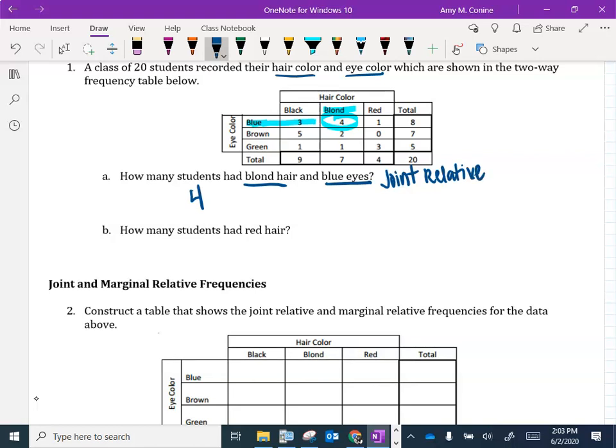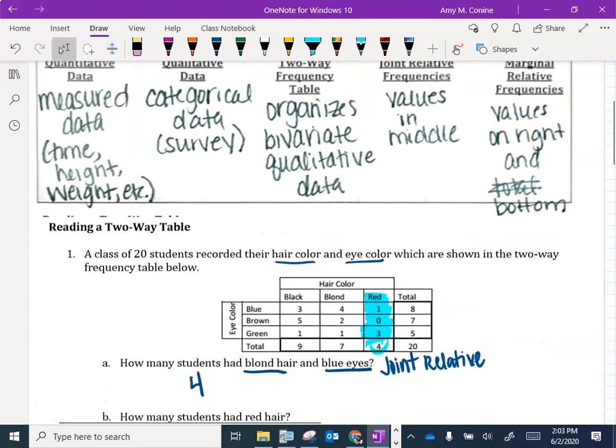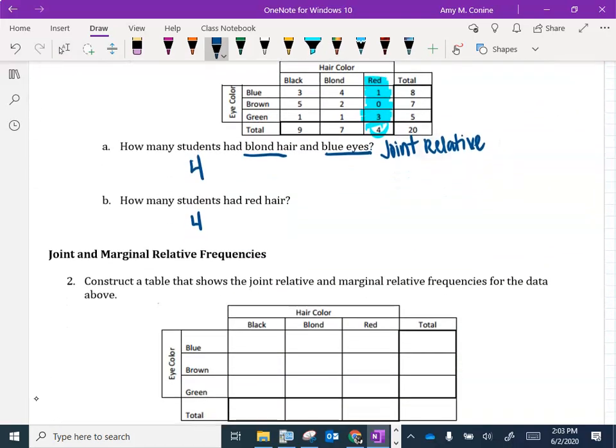And then for part B, how many students had red hair? So we're looking at just hair color, not eye color. So we would go down to the total of how many we had, and we had 4. And this is that marginal, because it's on the margins of your table. So this is marginal. Okay, so that's what joint and marginal look like.